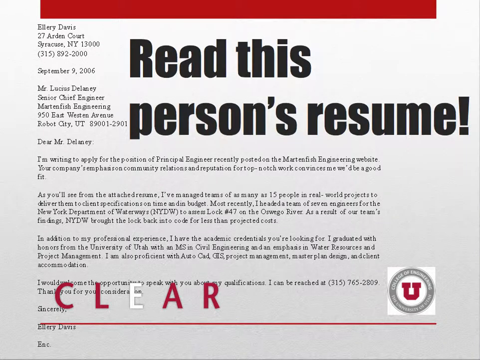If you follow these steps for writing your cover letter, you will improve the chances that the hiring manager will read your resume.